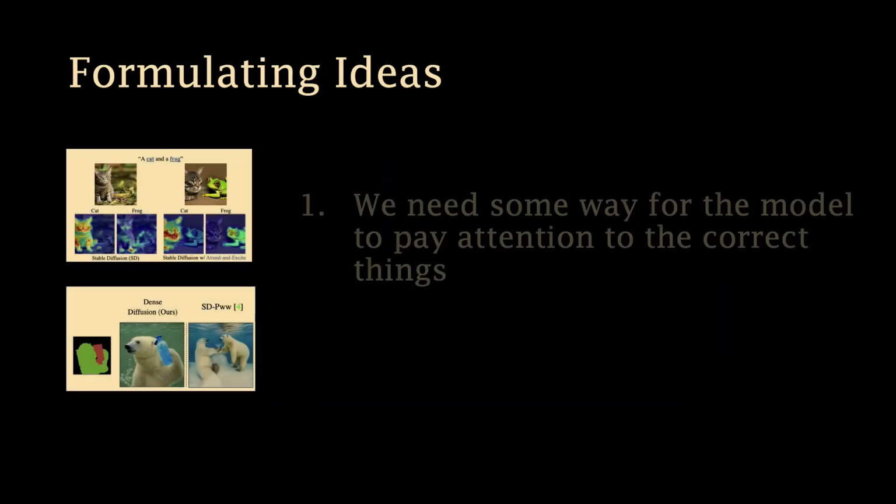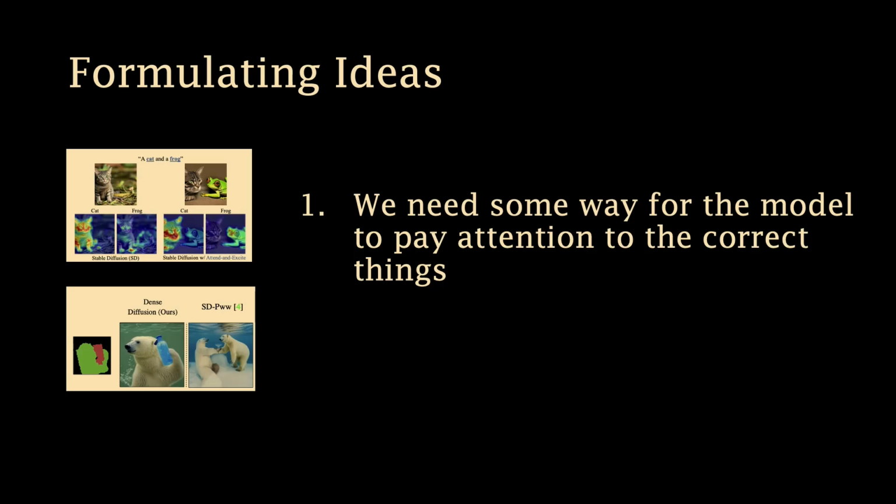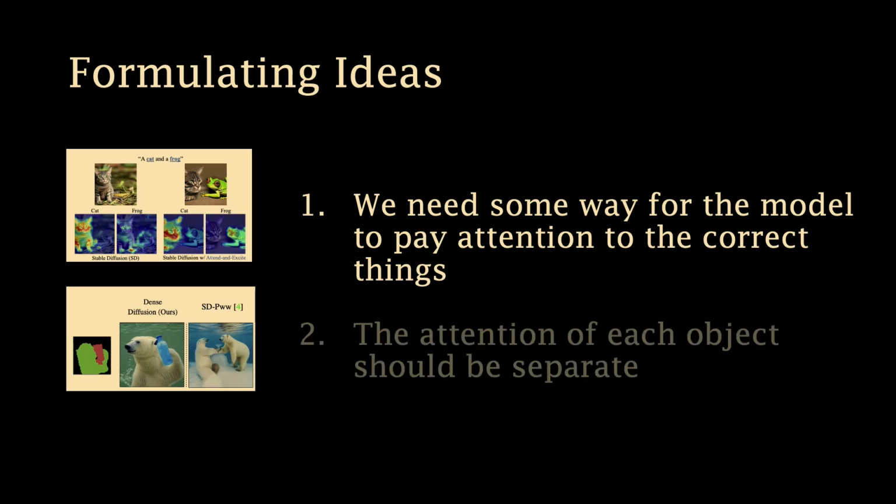Based on these two insights, we can see that, okay, we need some way for the model to pay attention to the correct things, okay? And we also need some way to separate the attention for objects. Like in this particular case, the first case, you see that the cat and frog attention are sort of intertwined, then the frog might not appear. You want them to be separate. So these are insights that you can draw from looking at what other people have done.